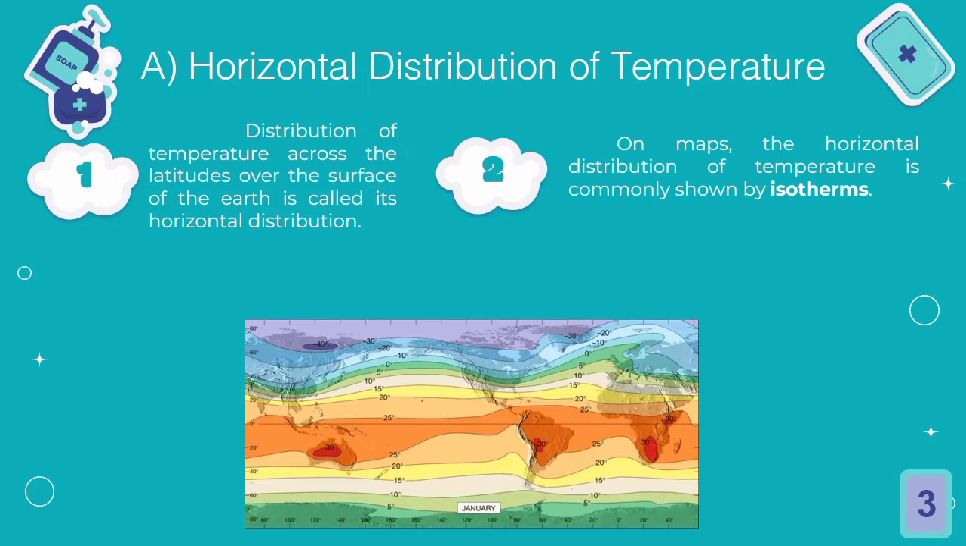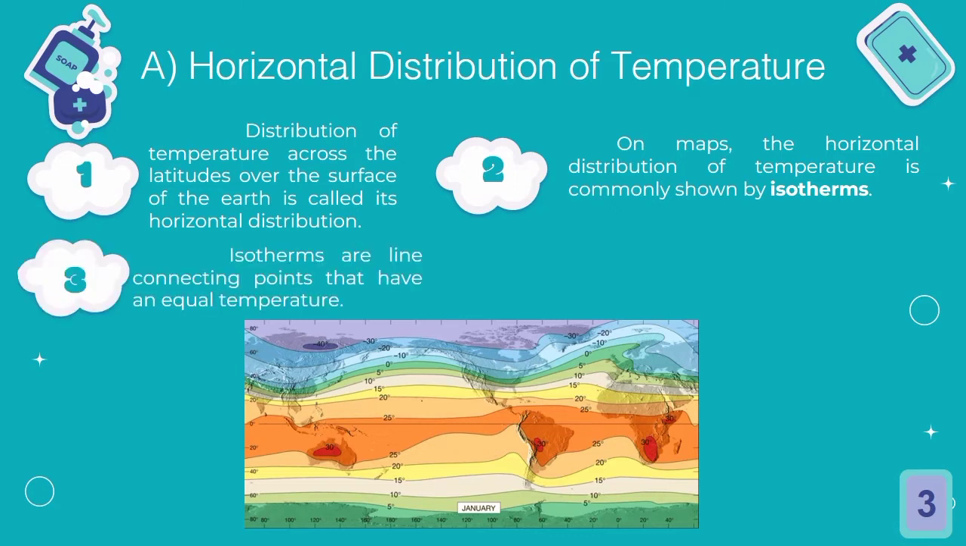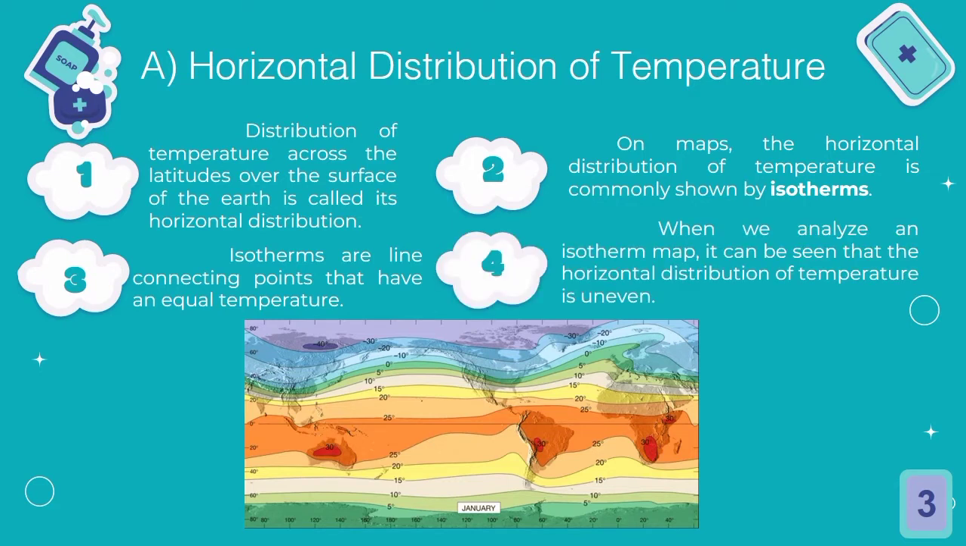Number 2, on the maps, the horizontal distribution of temperature is commonly shown by isotherms. Number 3 is isotherms are the line connecting points that have an equal temperature. Number 4, when we analyze an isotherm map, it can be seen that the horizontal distribution of temperature is uneven. So it is shown in the picture which is the lines.